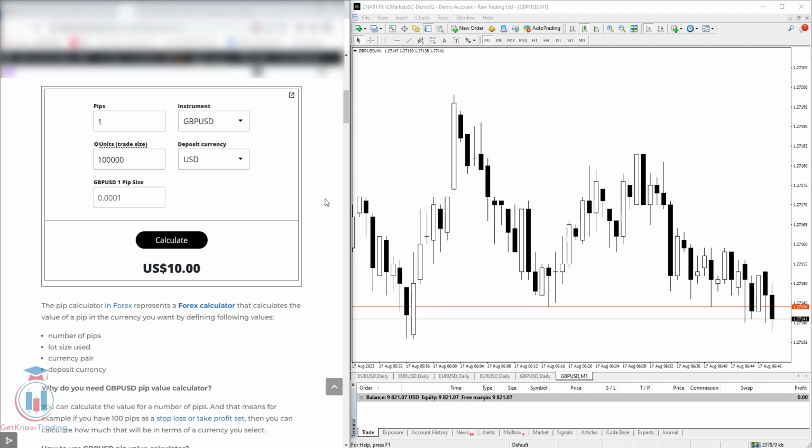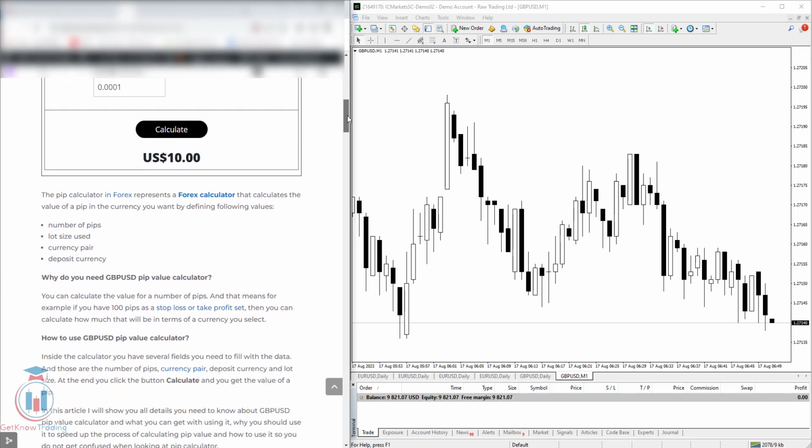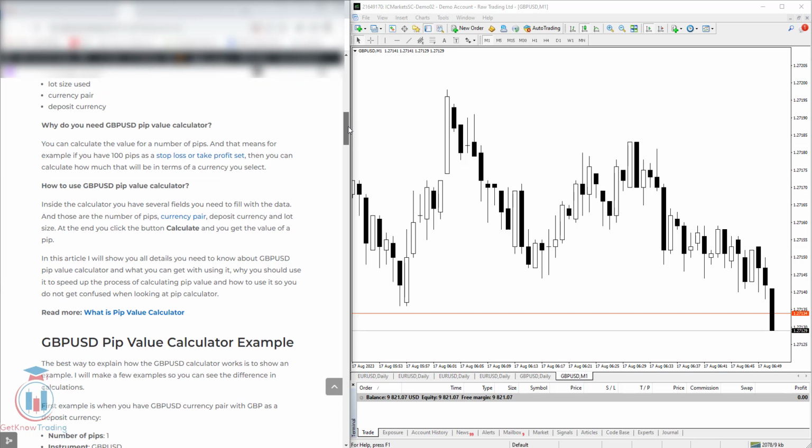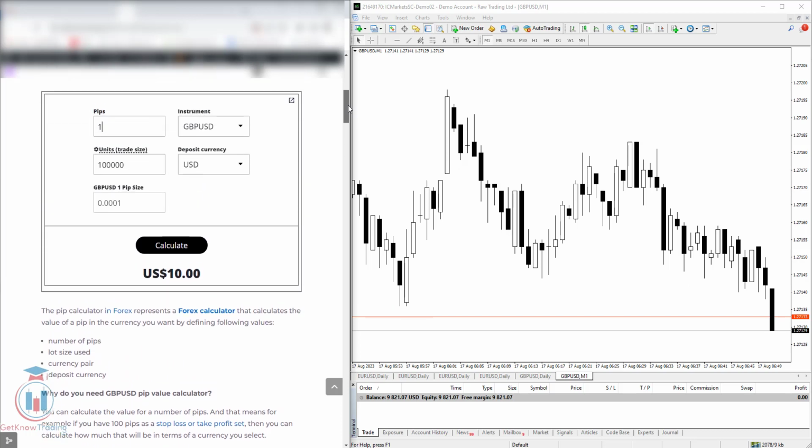In this video lesson, I will show you what is a Pip value calculator for the GBPUSD currency symbol. The link for this Pip value calculator and also the article that explains how to use a Pip value calculator for the GBPUSD and also what are the formulas used in calculation you can find on the link below in the description. You will have a Pip value calculator and also below that you will have an article that explains everything what is used in calculation.